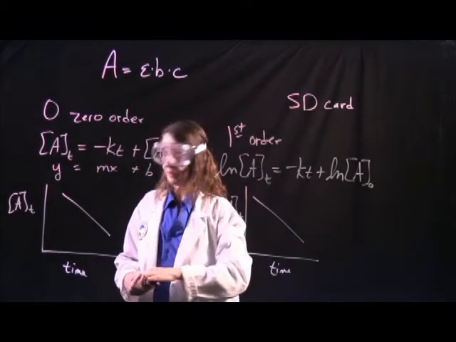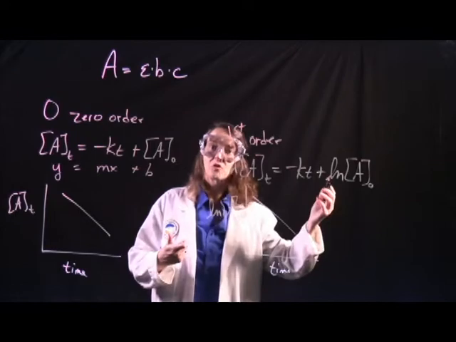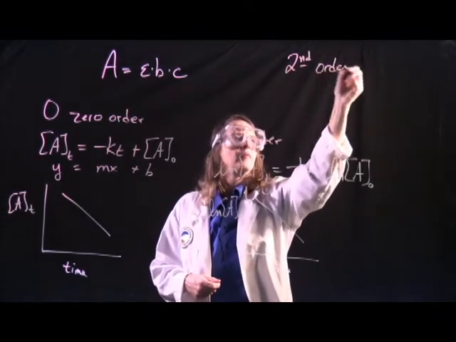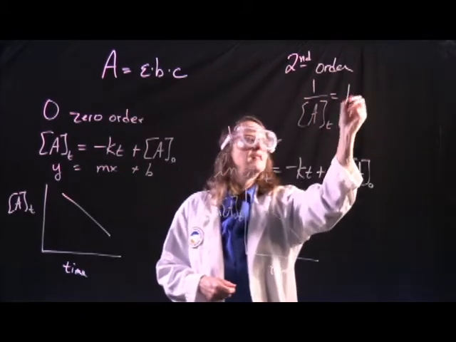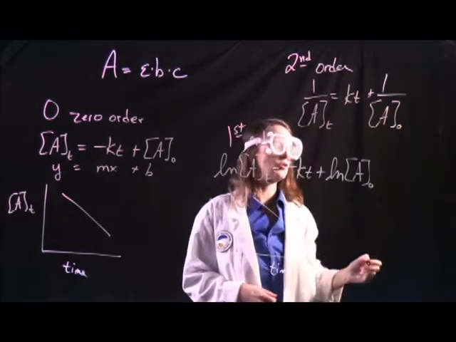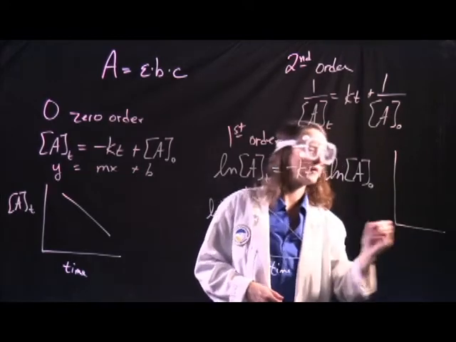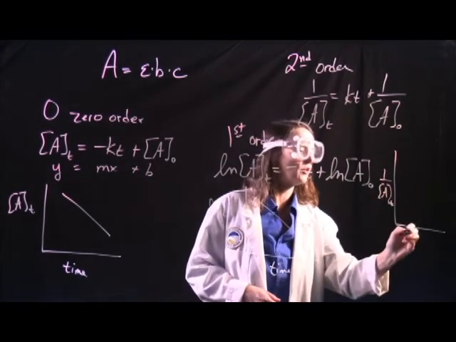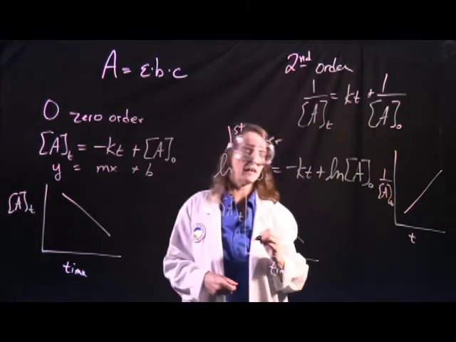The last one that you'll be comparing is second order. For a second order reaction, the equation is 1 over the concentration is equal to kt plus 1 over the initial concentration. The graph, running out of space here, 1 over concentration versus time, positive slope in this case.